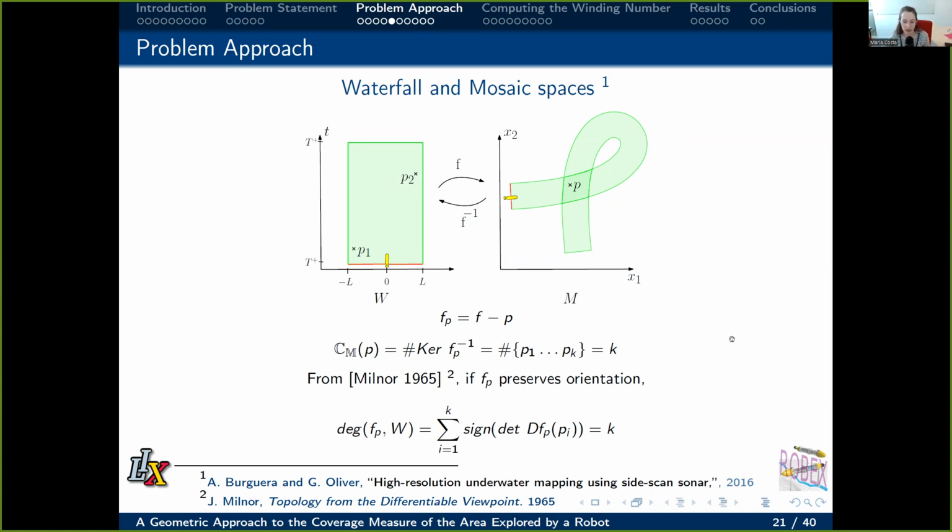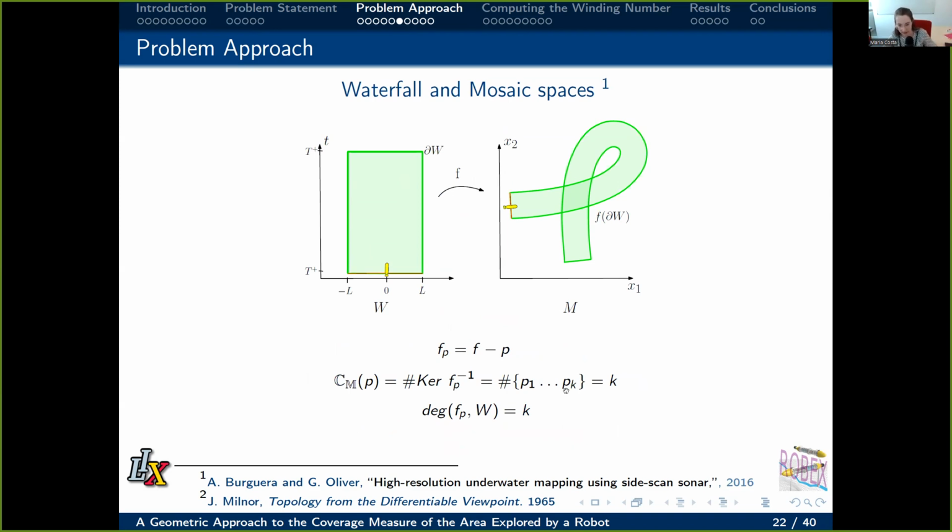But by definition, we know that the topological degree of a continuous mapping function, that for us is FP, from a bounded region, that for us is the waterfall space, will be equal to the sum. So the sum is the sum of the sign function of the determinant of the Jacobian matrix of FP over the points of the set of the kernel of the inverse of FP. So that's why we are doing a sum over K. And if we assume that FP preserves orientation, this means that the sign function will always be +1. The sign function will be -1 if FP reverses orientation. So if we assume that FP always preserves orientation, we are doing a sum of +1s, and the topological degree would be equal to K, that is also equal to the coverage measure.